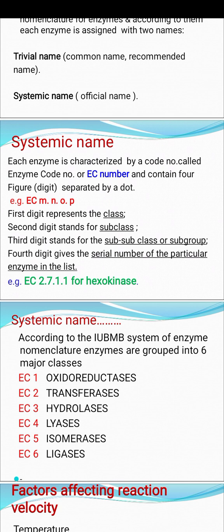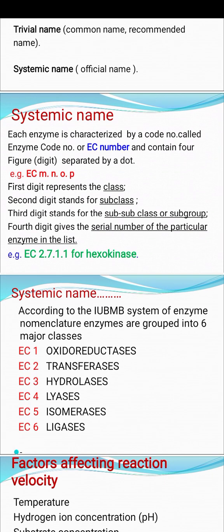In this number, the first digit represents the class of the enzyme. The second digit stands for the subclass. The third digit stands for the sub-subclass or subgroup of that enzyme. The fourth digit gives the serial number of the particular enzyme in the list. For example, EC 2.7.1.1 for hexokinase. EC means Enzyme Commission number, and 2.7.1.1 is for hexokinase.